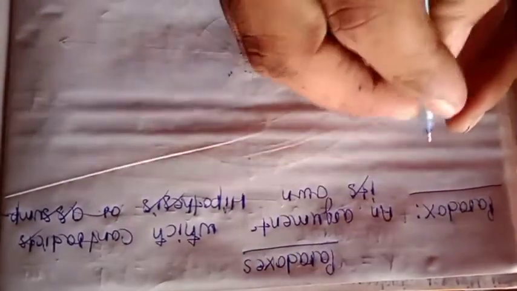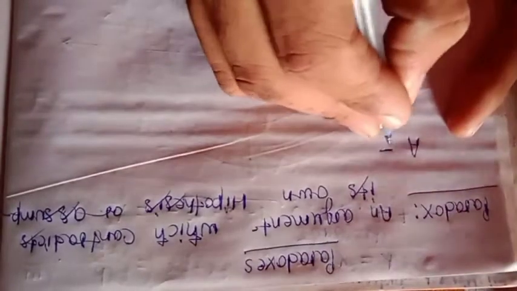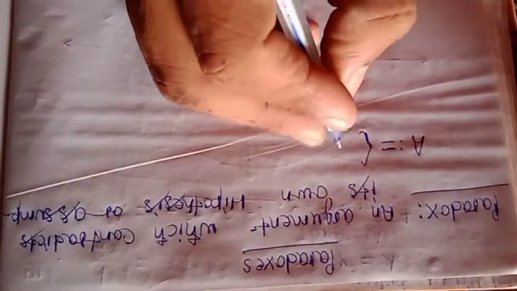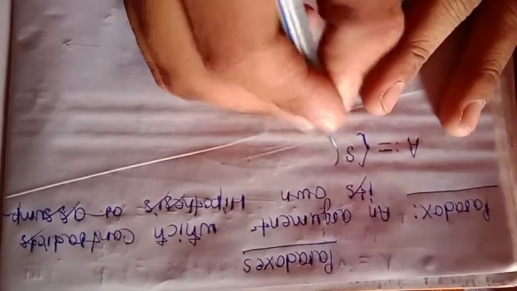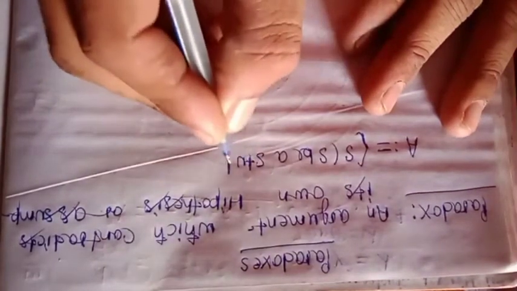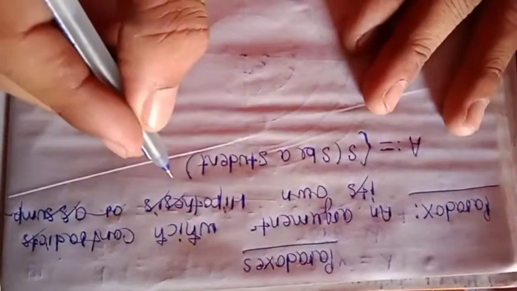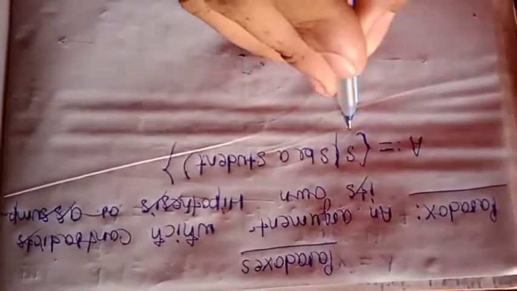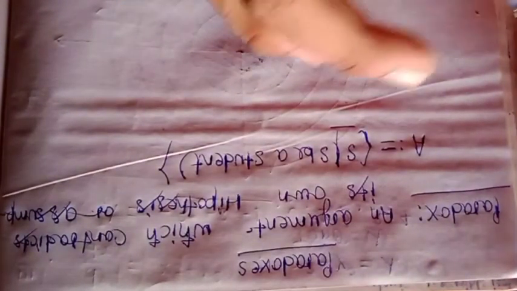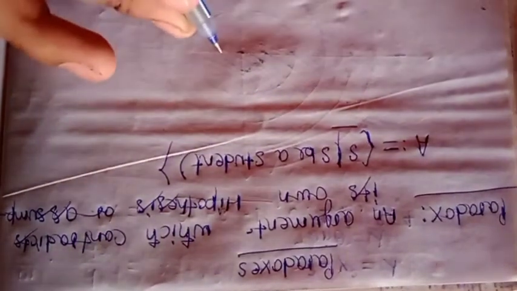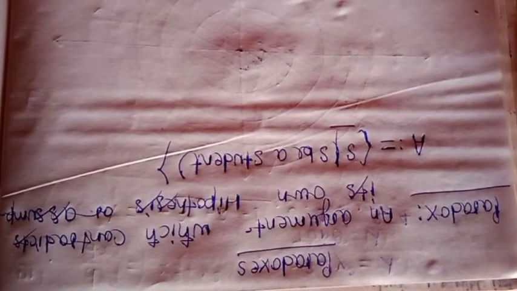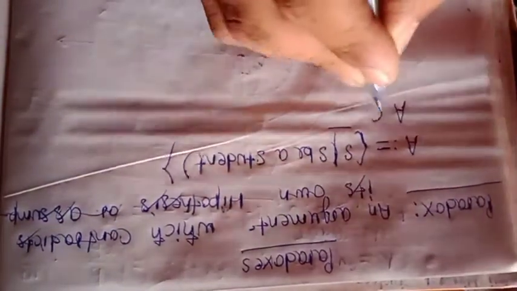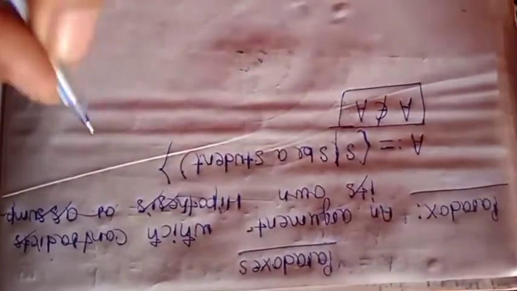Consider a set A defined to be the set of all students, that is, the set of S such that S is a student. Now we ask: is this set A an element of itself? If we talk about the collection of students, then the collection is not a student, so it cannot be an element of itself. So we write that A does not belong to A.